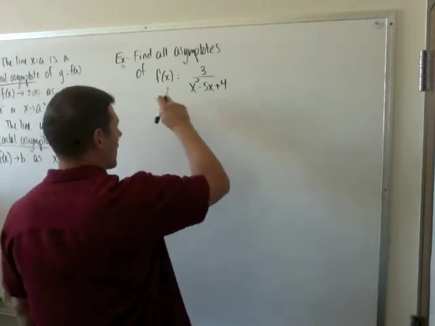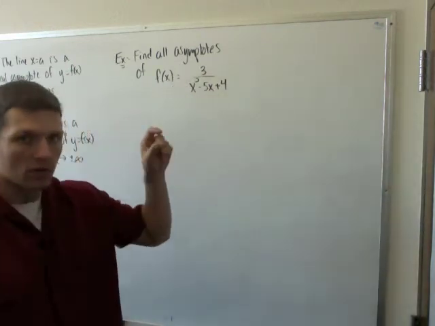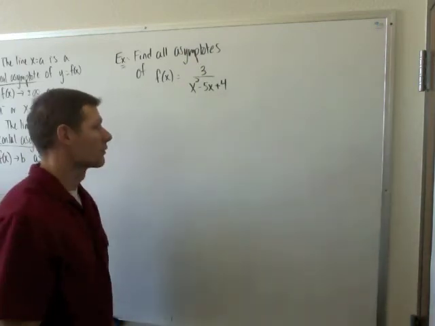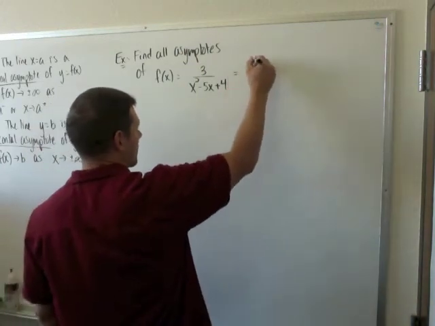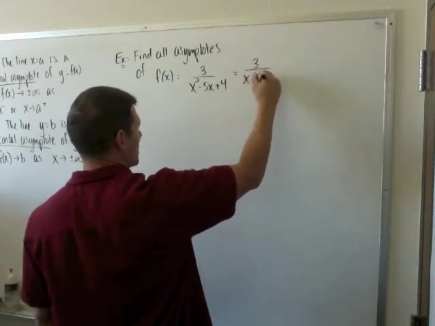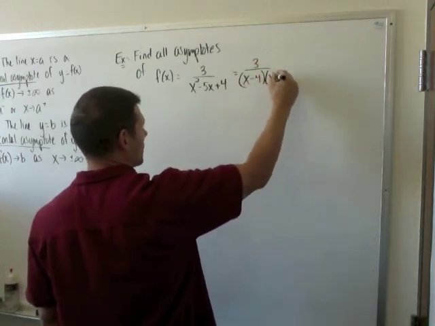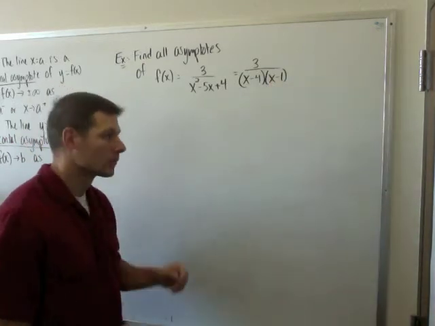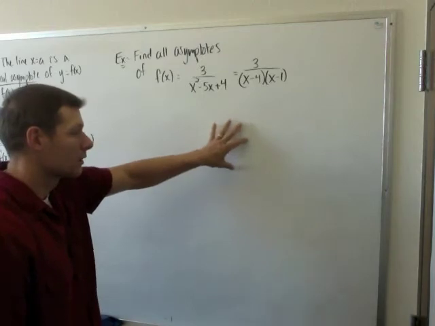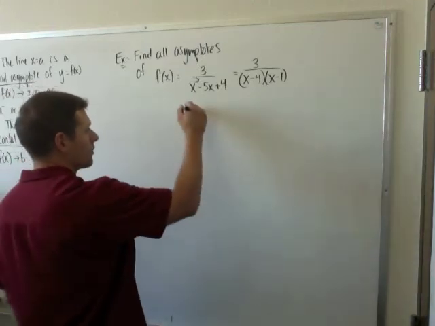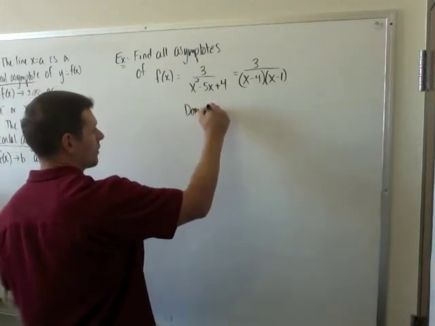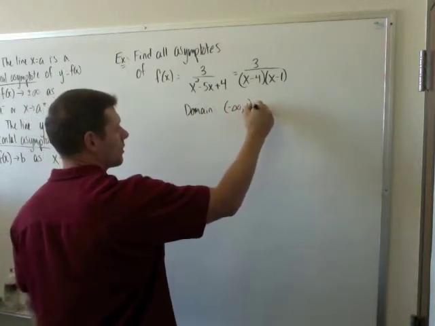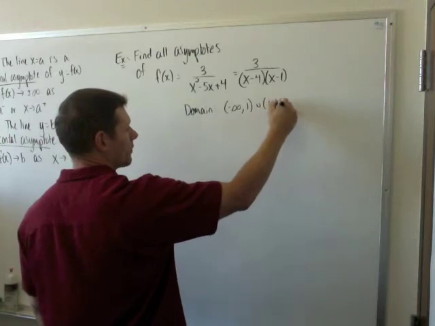The first thing is I've got a rational function. It is a quotient of two polynomials, a polynomial divided by a polynomial. So the first thing we want to do is, if you can factor the denominator, factor the denominator. In this case, it factors pretty easily: x minus 4, x minus 1. Now, if I looked at this graph, first off, we know the domain is all reals except for what two numbers? 1 and 4.